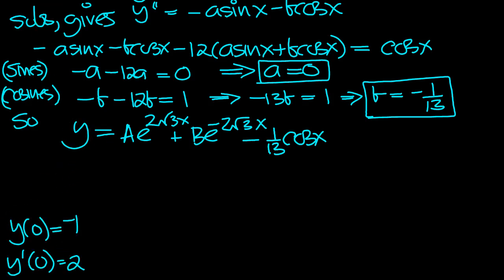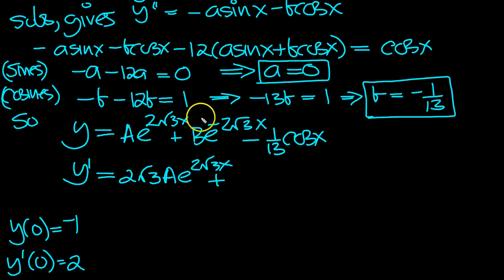So y dashed equals e to the something, the 2 root 3 comes down, because e to the something differentiates to e to the something. Second term then, the minus 2 root 3 comes down this time, b e to the minus 2 root 3x.